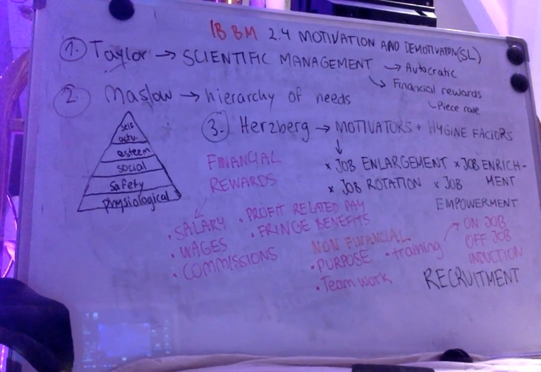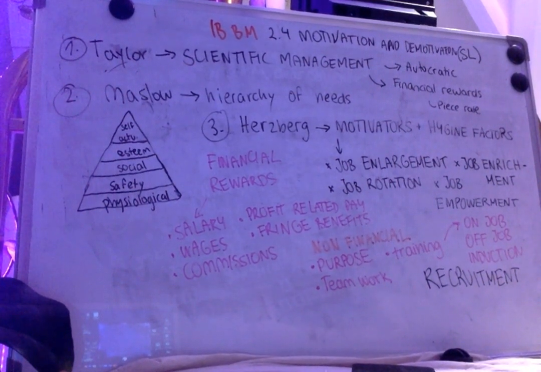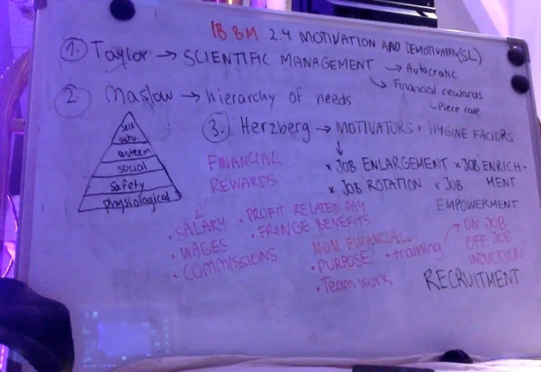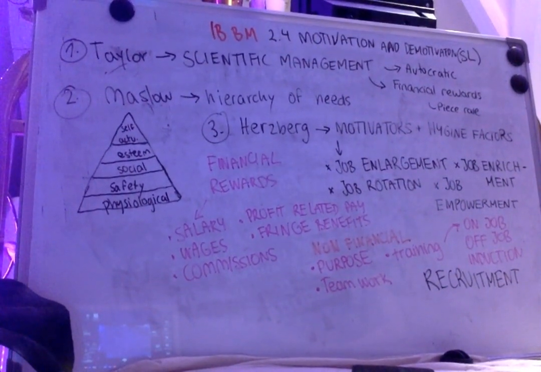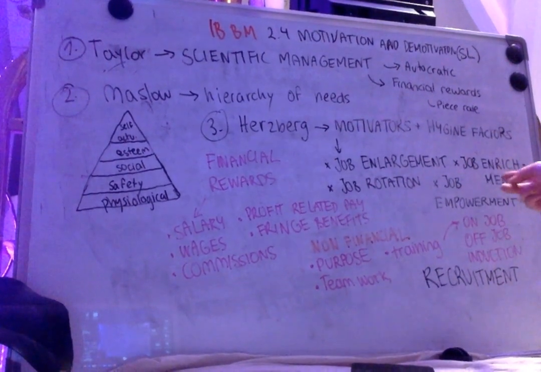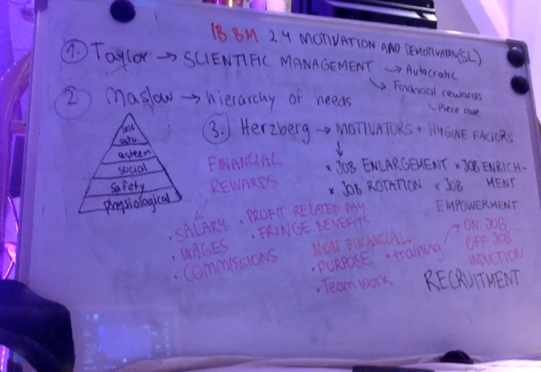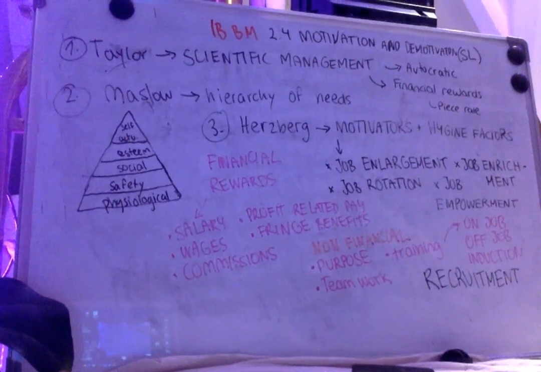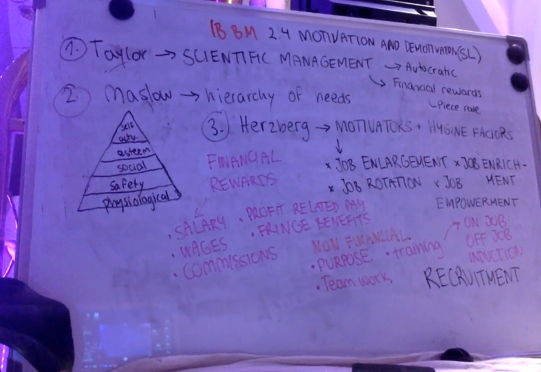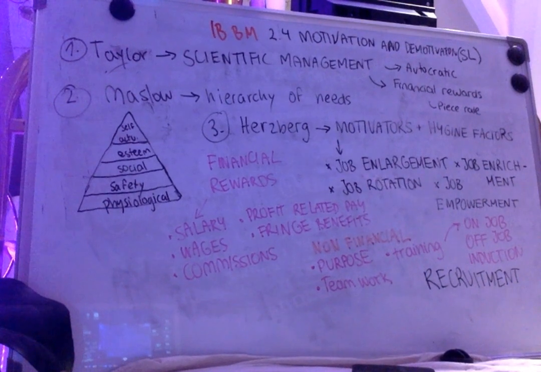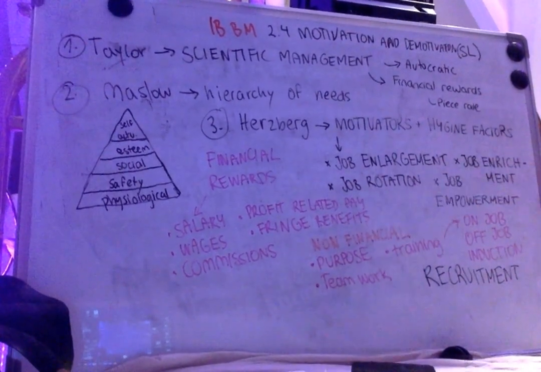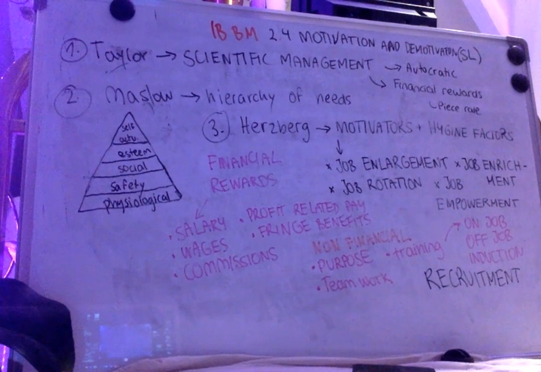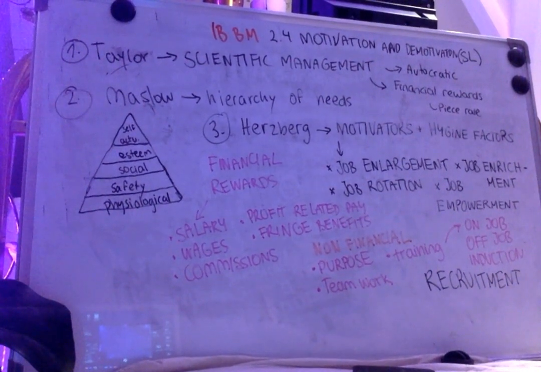He also called these non-financial rewards, and we will look at four of them. Job enlargement refers to giving the worker more variety of tasks and more tasks to do. Job enrichment is giving the worker more complex or challenging tasks. Then you have job empowerment, which is the delegation of decision-making power. And then you have job rotation, when workers take turns doing tasks, so it is not boring.